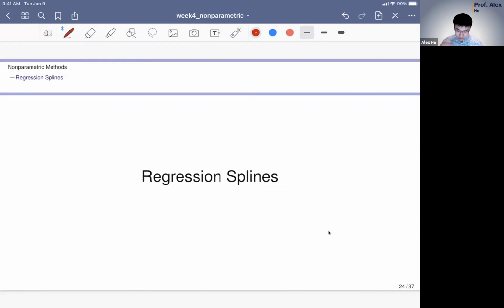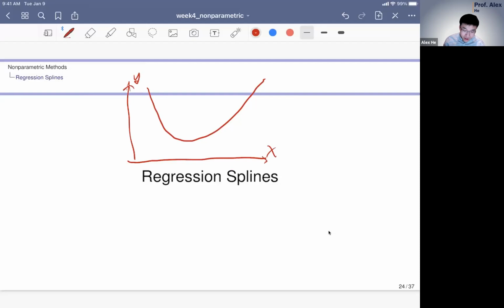And the idea for this is kind of like a polynomial. For polynomials, if it's a quadratic function, for example, it would be something like this, right? You have the x and the y, and if it's a quadratic function, it would be either convex or concave. But regression spline, the idea is also very simple.